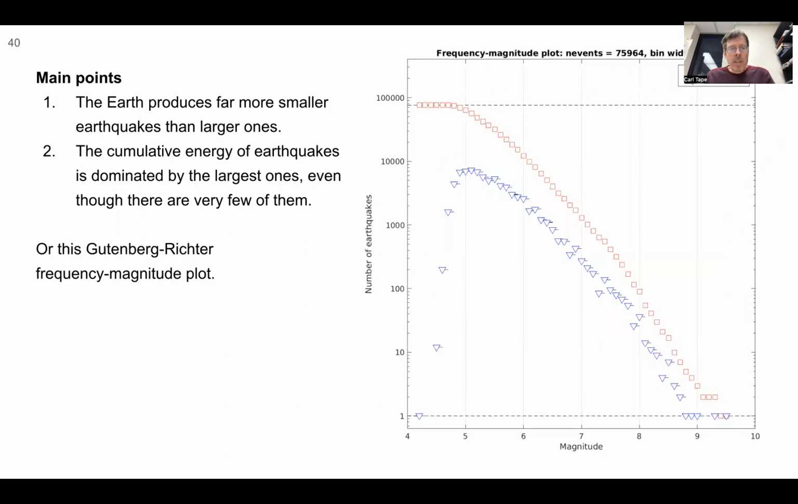And another way to show this is the Gutenberg-Richter frequency magnitude plot, just another way to show this information, where the number of earthquakes at the largest magnitudes is much smaller, in the sort of 1 to 10 range, whereas as we go to the smaller magnitudes, and this is in log scale, there are thousands of events at smaller magnitudes.